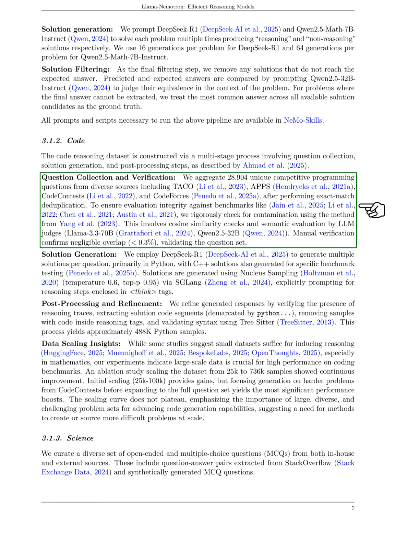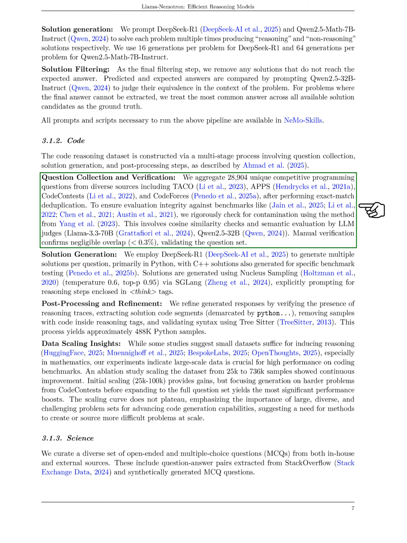In question collection and verification, we compile 28,904 unique competitive programming questions from various sources, ensuring no duplicates. We rigorously check for contamination against benchmarks using cosine similarity and semantic evaluations by LLM judges. Manual checks confirm minimal overlap, validating our question set. For solution generation, we use DeepSeek R1 to create multiple solutions for each question, mainly in Python, with some C++ solutions for specific benchmarks. We generate these solutions using a method called nucleus sampling, prompting for reasoning steps.